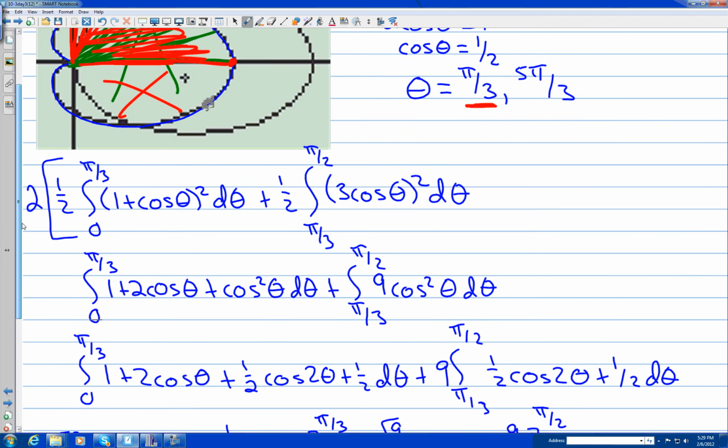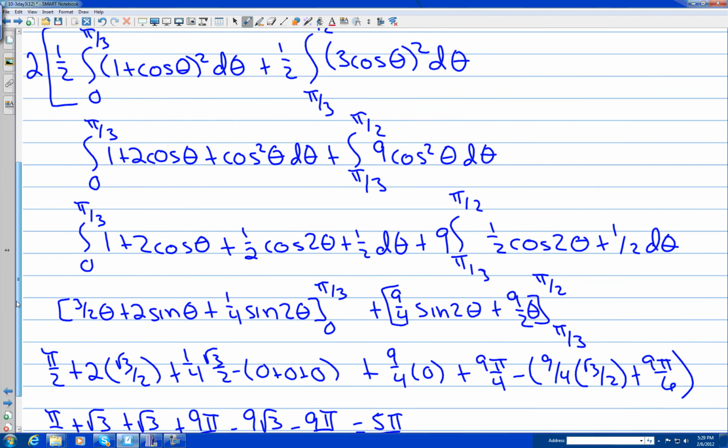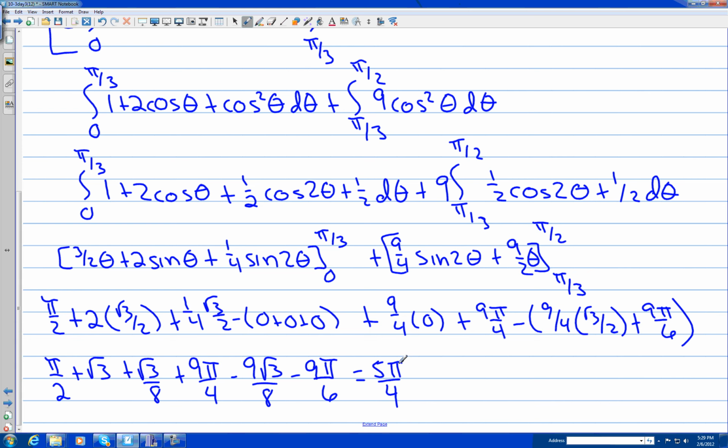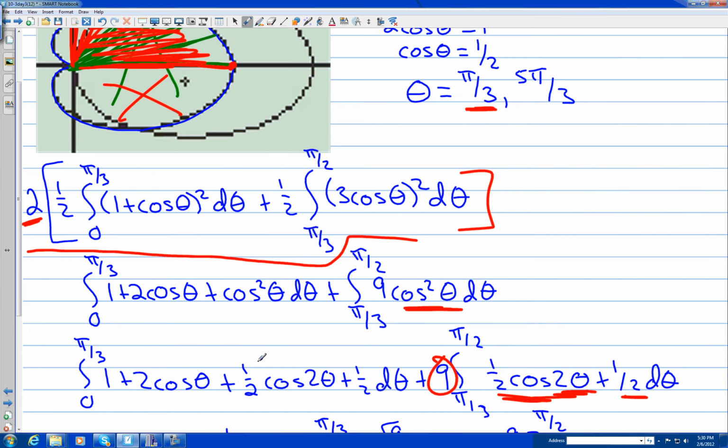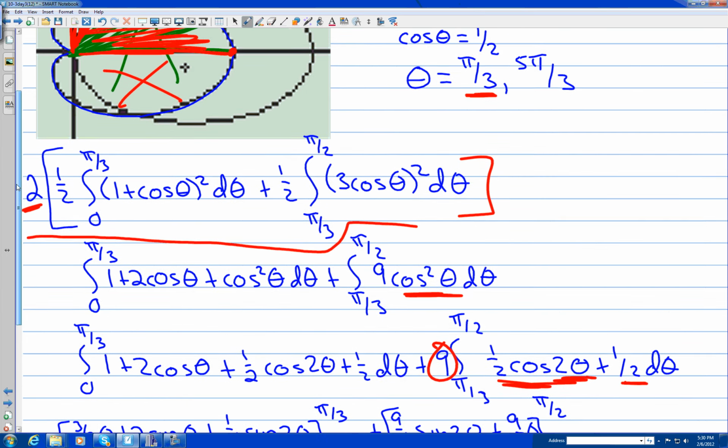And there's the work, and it's quite extensive. It takes a little bit to get this one done. But in the end, we end up with 5 pi over 4 units squared. And really, I trust if we can get this set up right here, and of course I've doubled it and used symmetry, I think the integration's not too bad, as long as we remember that the cosine squared of theta becomes 1/2 cosine 2 theta plus 1/2. And of course, I've pulled the 9 out right there. And you can look through this integration process.